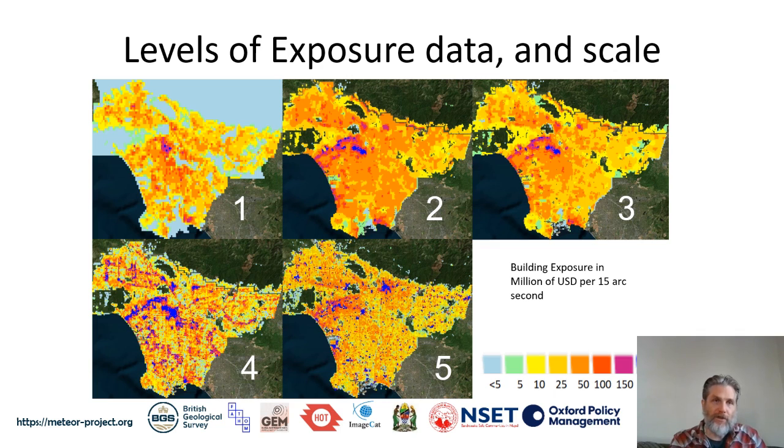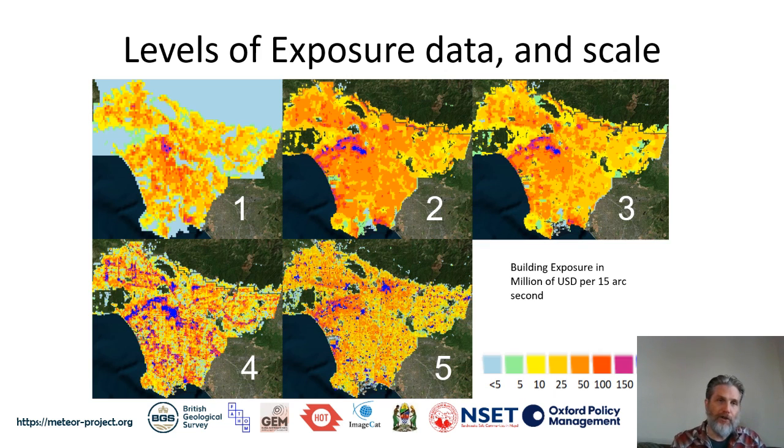So the first level would be global scale data. So that's data that would be collected using global data sets and make assumptions from there. Level 2 is where you collect national data and use that to put together an exposure database. Level 3 is where you augment that with local information. Level 4 is aggregated up from building specific data, and level 5 is essentially building specific data.